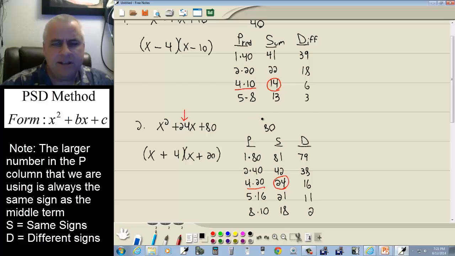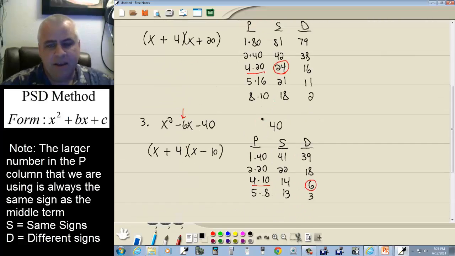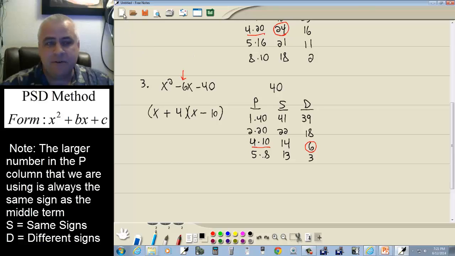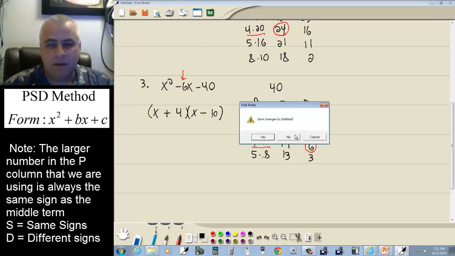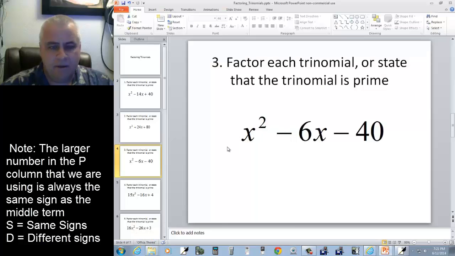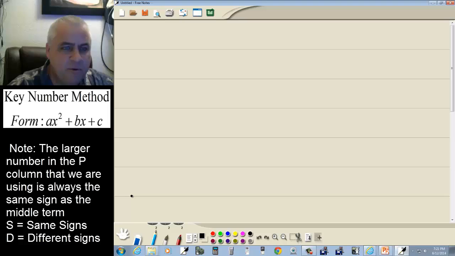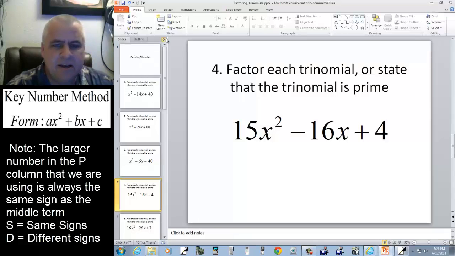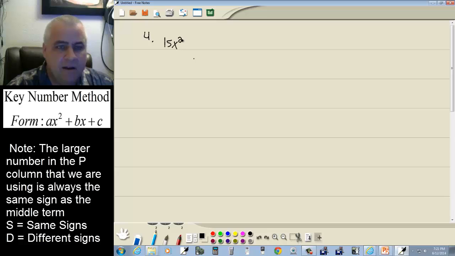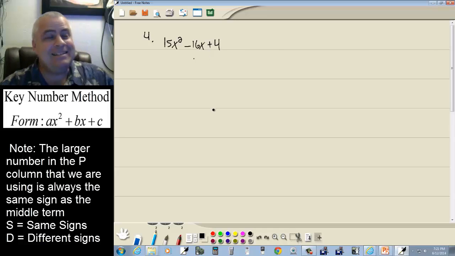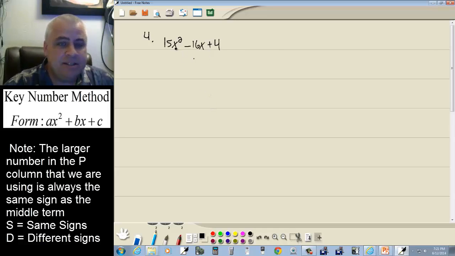Now those are the three examples of the PSD method. The next one we're going to take a look at is a little bit different. So let's see what it looks like. Okay, number 4. We got 15x squared minus 16x plus 4. This is not in the form of the PSD method because it's got x squared, x, no x, but there's a number in front of our x squared. This form is the key number. So that's the key number method.